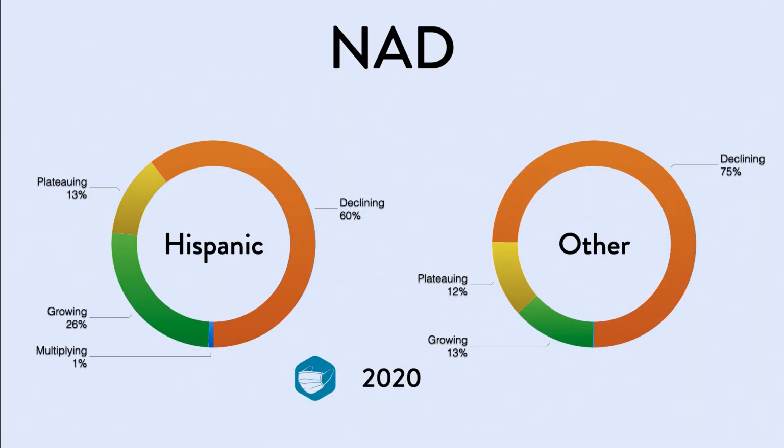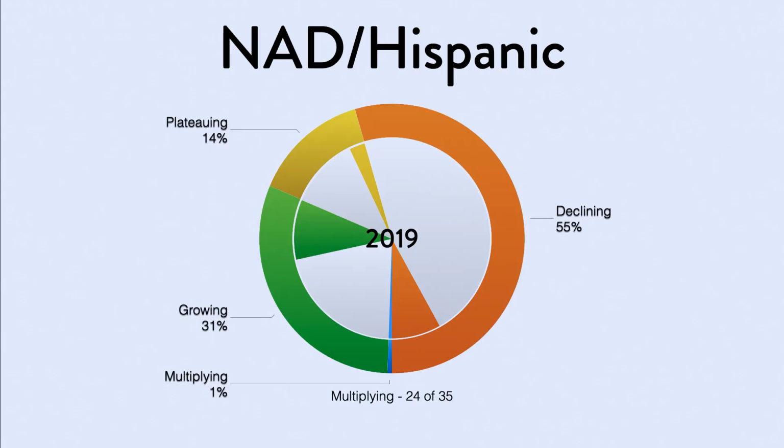So there's 2019. Let's see what happened when COVID hit. Both got affected. The Hispanic churches are still looking by percentage a little stronger. And then what I did is I put them together. So to understand this graph, the outside ring is all of North America, Hispanic and everybody else all together. The inner pie is just the Hispanic churches to show you what percent of the total they are.